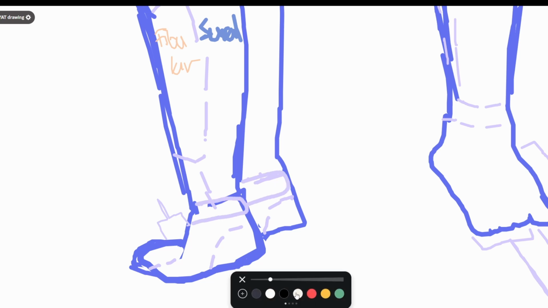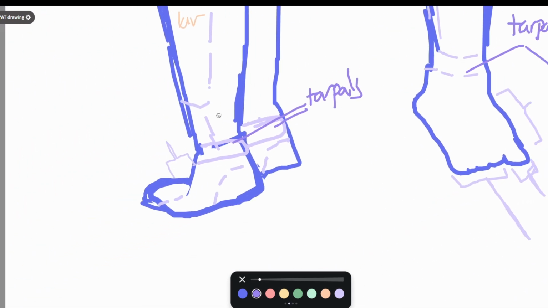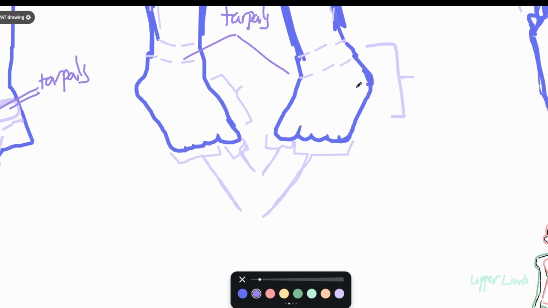Similar to your wrists. Remember how our wrists were called carpals? For the legs, the ankles, they're tarpals. Just a T slapped onto them. Pretty simple. Let's just write that over here. Tarpals. And now we get to the actual foot itself, which has a lot of stuff.